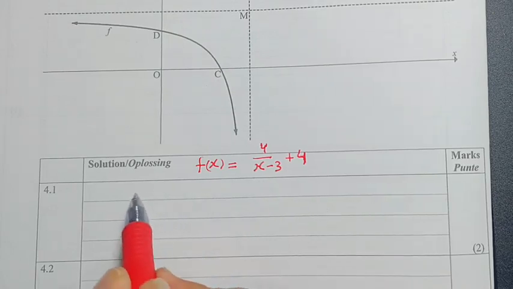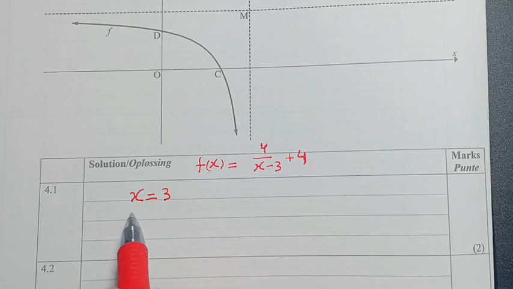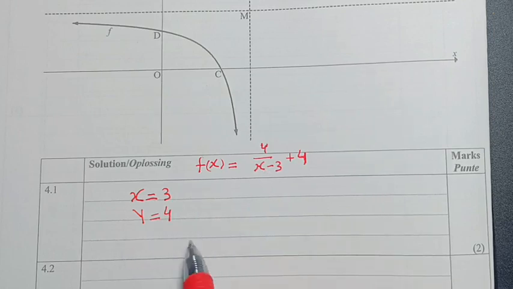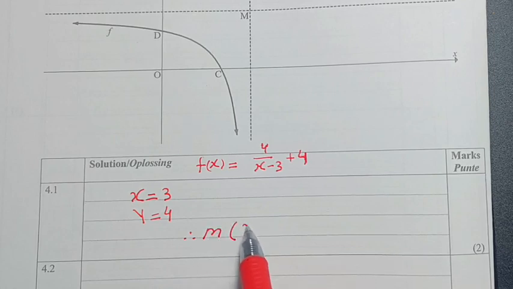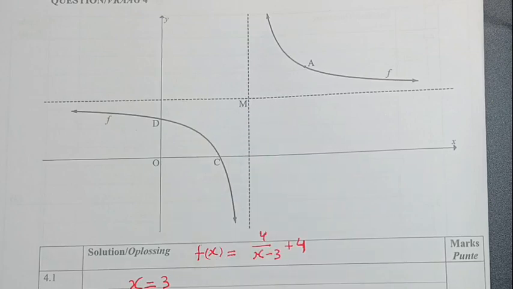The first is x = 3. The second asymptote is y = 4. Remember, x = 3 is a vertical line. So therefore M is going to have x value 3, y value 4. Both asymptotes intersect here, so x is 3, y is 4.